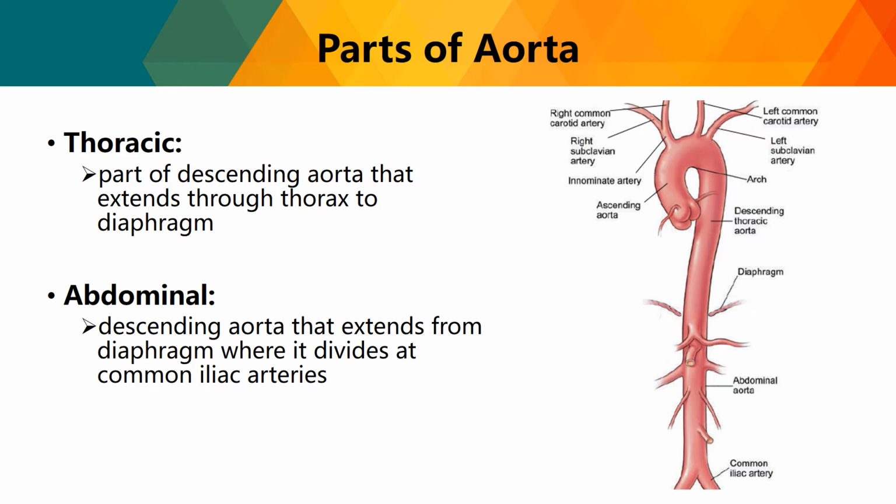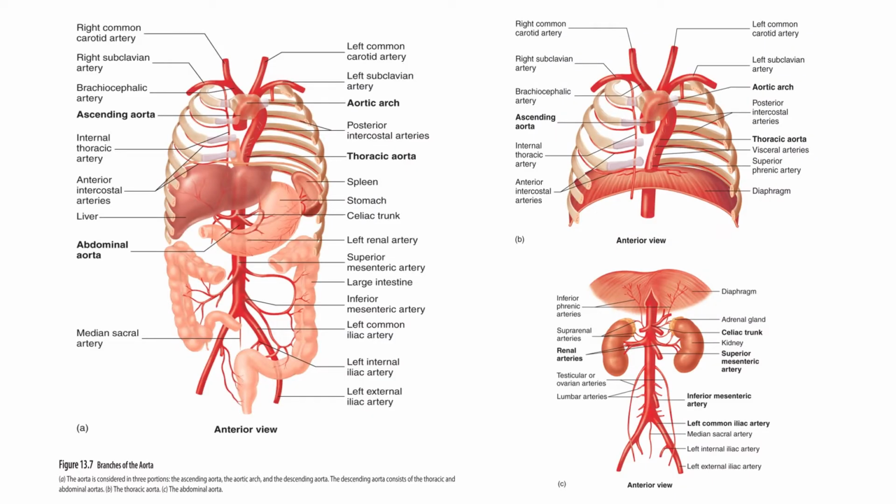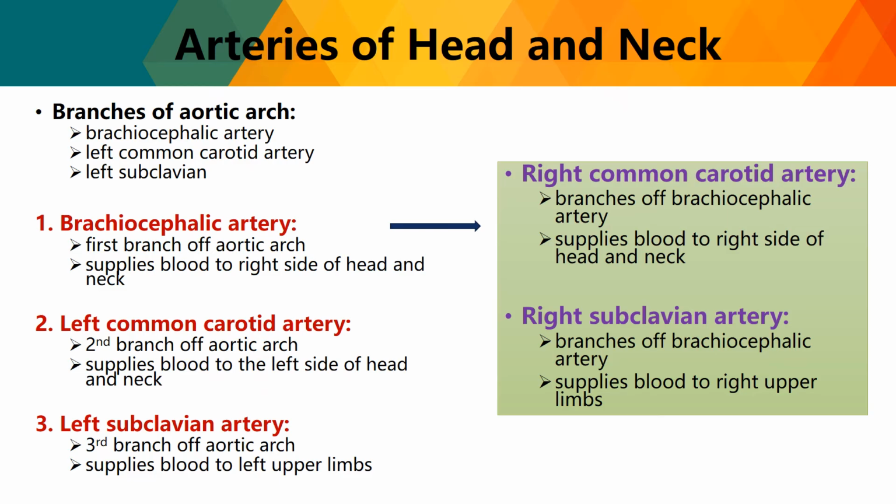Okay? So these are the arteries of your head and neck. You have your brachiocephalic artery, which is the first branch of your aortic arch, and it supplies blood to the right side of the head and your neck. You also have your left common carotid artery. It supplies blood to the left side of the head and your neck.